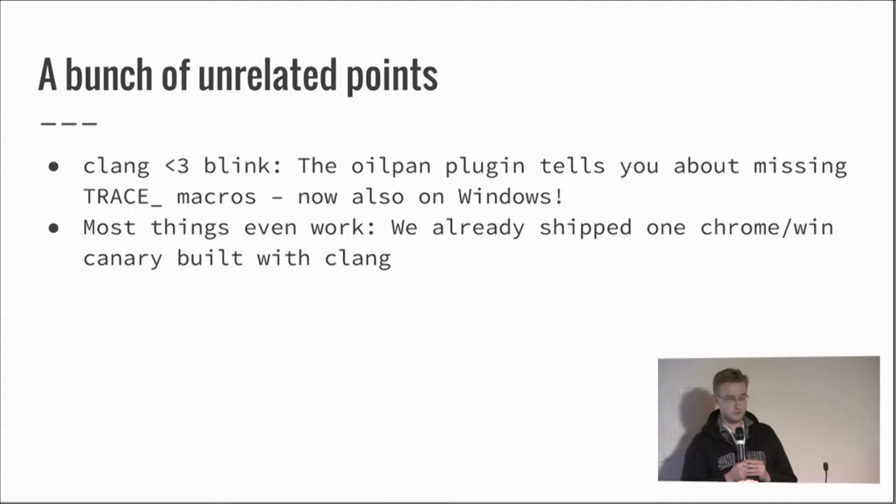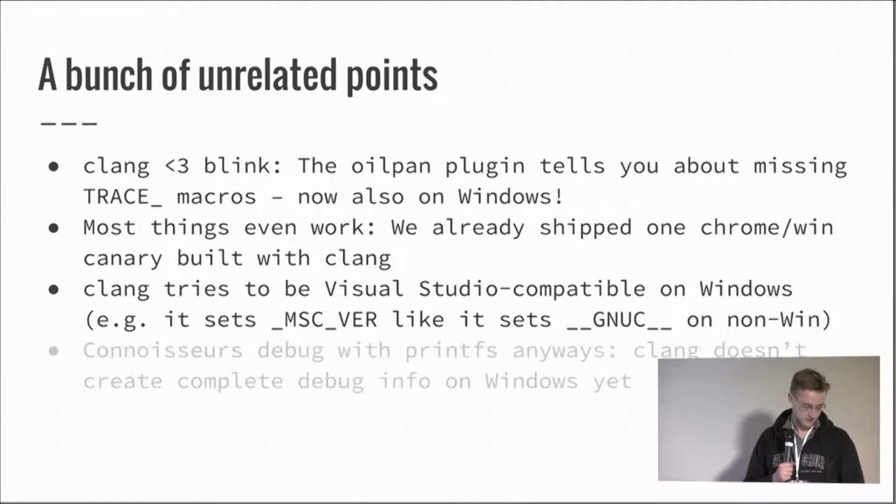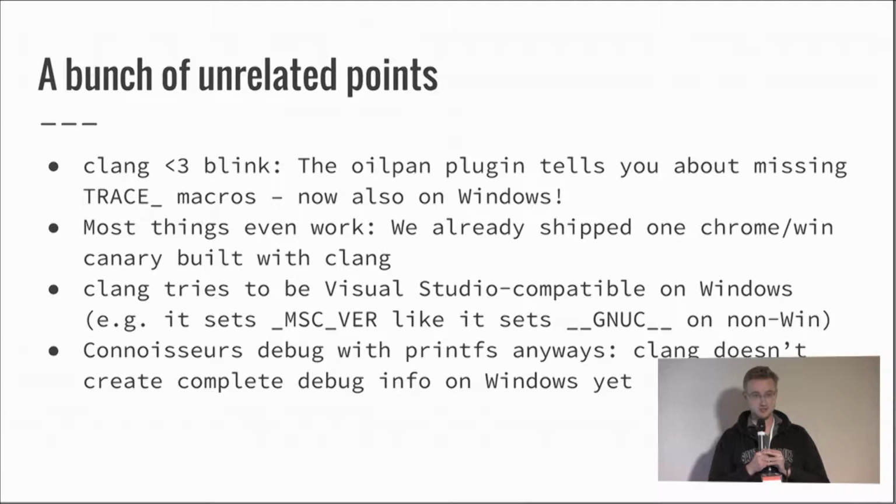One thing that might be surprising to people is that the compiler MSVS in Blink is true with clang on Windows, just like the compiler GCC is true with clang on Mac and Linux, because clang tries to emulate the Visual Studio compiler on Windows, just like it tries to emulate GCC on non-Windows. And finally, there isn't any debug info yet.